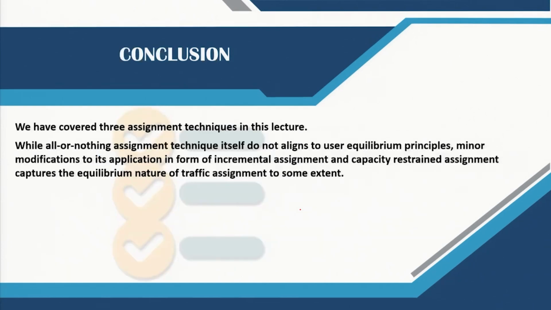To conclude, in this particular lecture we have covered 3 assignment techniques, and while the all or nothing assignment technique by itself does not align with the usual equilibrium principles, minor modification to its application in the form of incremental assignment and capacity restraint assignment captures the equilibrium nature of traffic assignment to some extent.